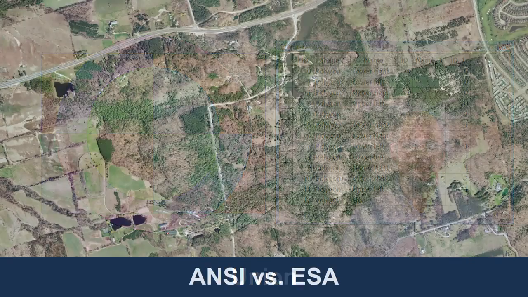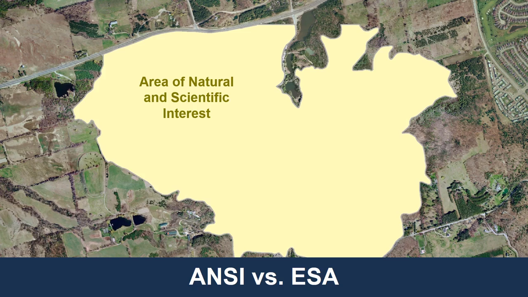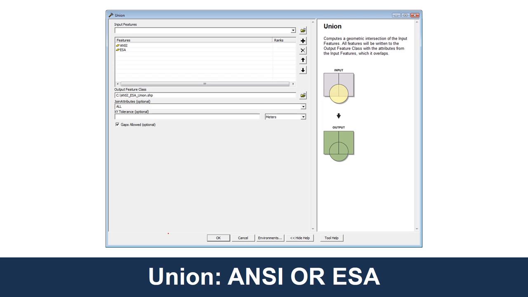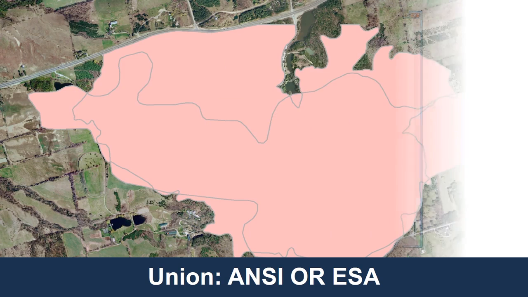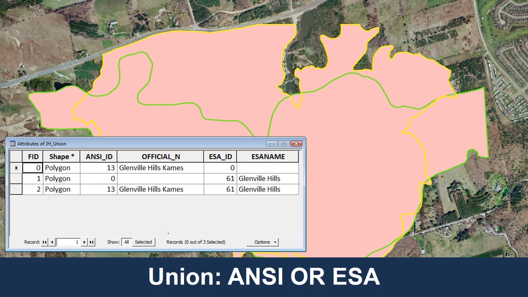If we go back to our ANSI versus ESA, here's the ANSI, here's the ESA, and if I do a union now instead of an intersection, that's the result that I get. And so you can see the inputs there, and there's the output, so that's a union of all of them. And if I just change the colors as I did before, now all of those are included in the results of the union.